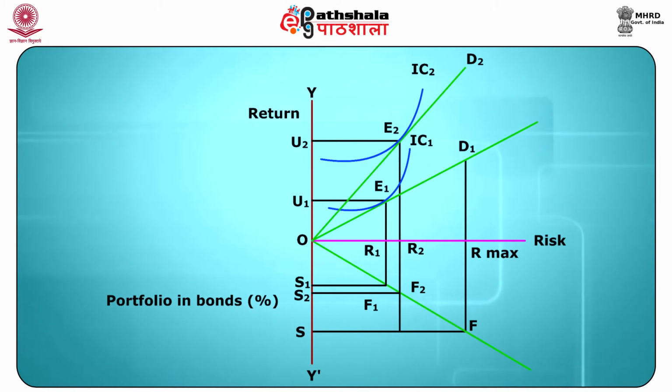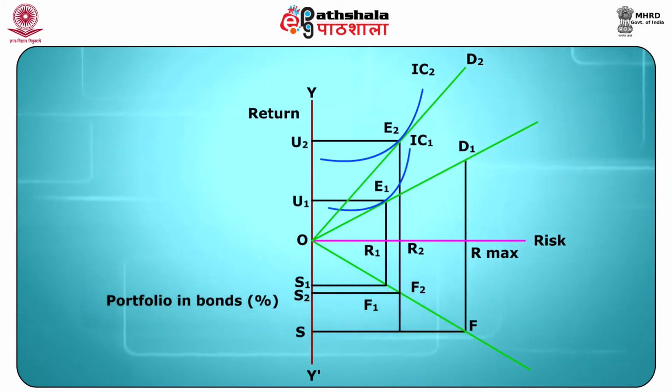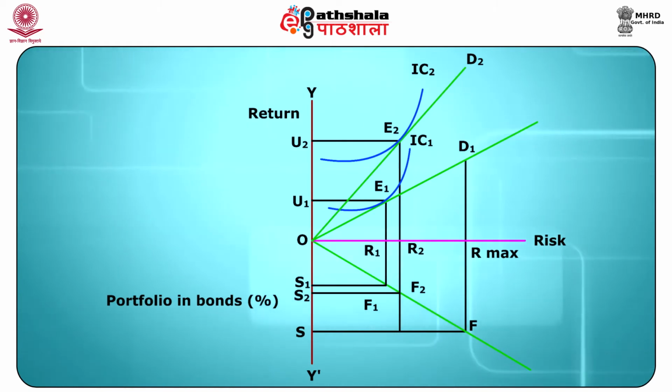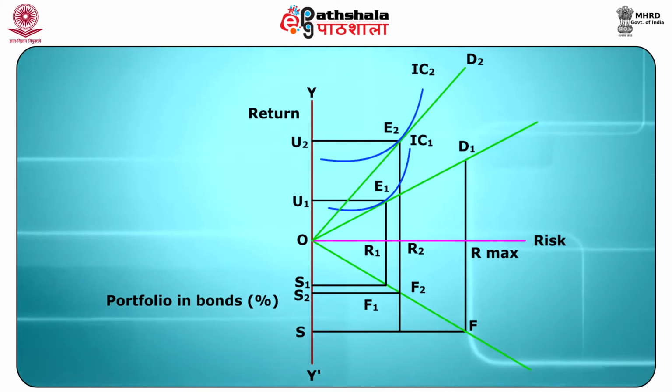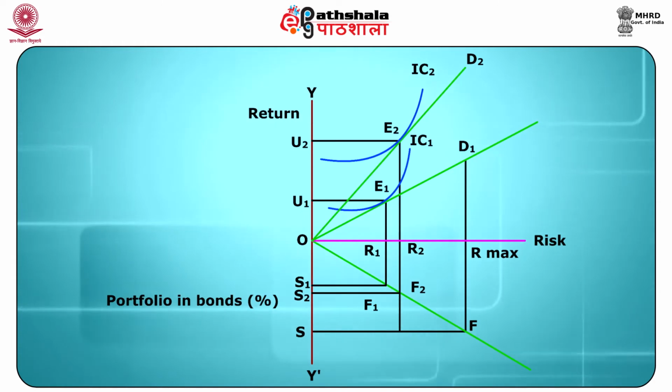Moving on to the effect of a rise in interest rate and the optimal portfolio curve. Suppose the interest rate increases from I1 to I2. This will cause the opportunity locus to pivot from OD1 to OD2. This is because for the same level of risk, the expected rate of return is more due to the increase in interest rate.